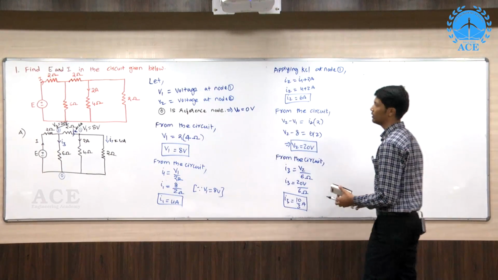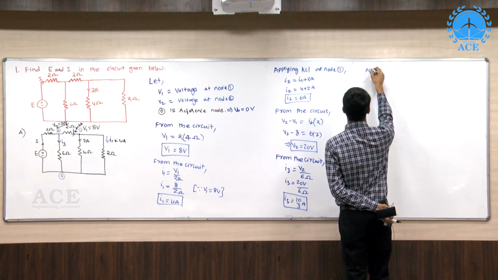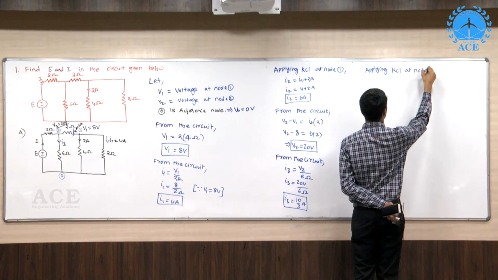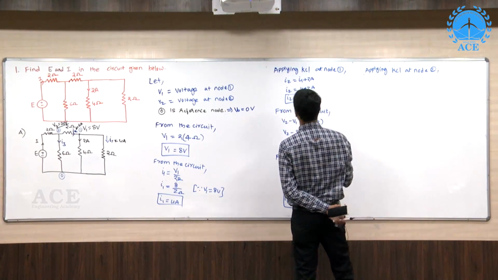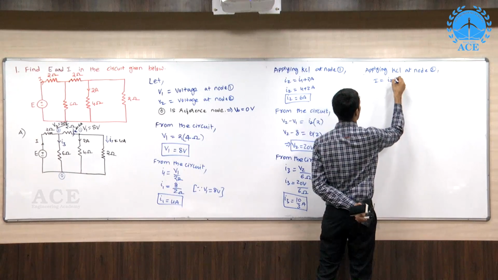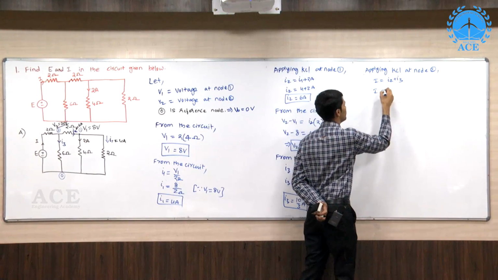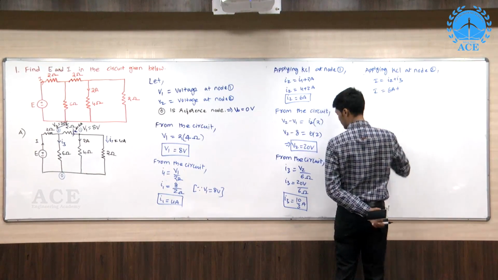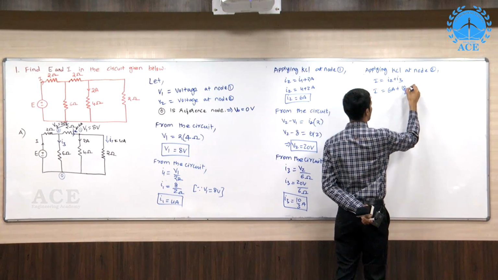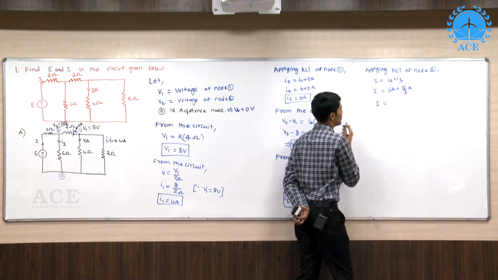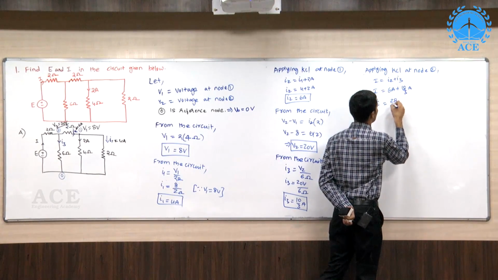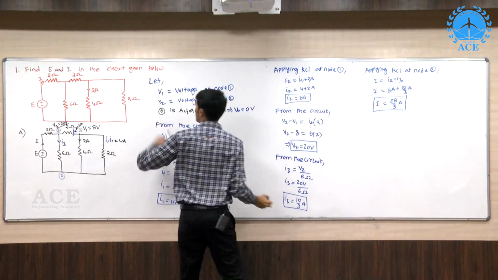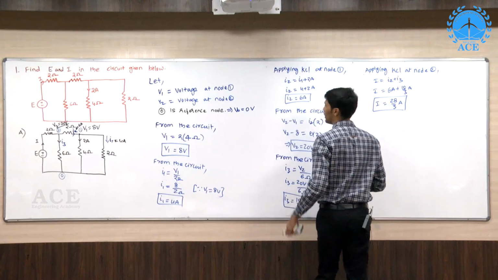So again we apply KCL at node 2. Applying KCL at node 2, we have I is equal to I2 plus I3. So I is equal to, what is I2? I2 is nothing but your 6 amperes, plus I3 is nothing but 10 by 3 amperes. I is equal to 18 plus 10, which is 28 by 3 amperes. So this is one of the final results that was asked in the question. Box it up.